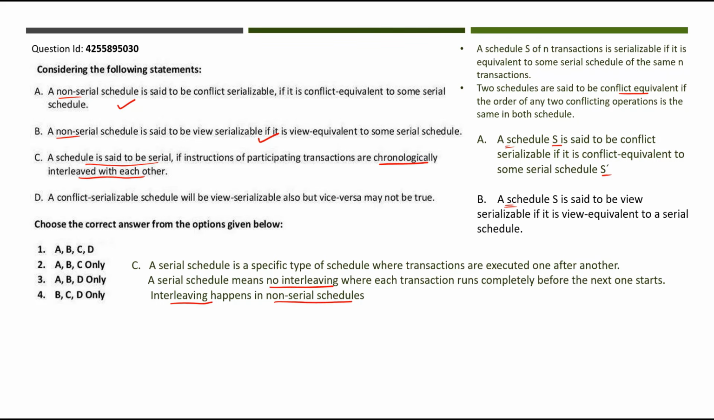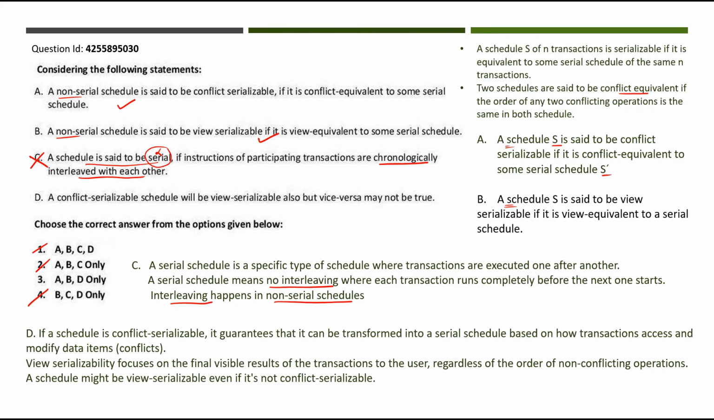So here they have talked about serial schedule and they say if instructions of transactions are chronologically interleaved, this will not happen in serial schedule. So C is definitely wrong. Any option that includes C can be taken out. From this we know what is the right answer now. Now let's see the D statement also.